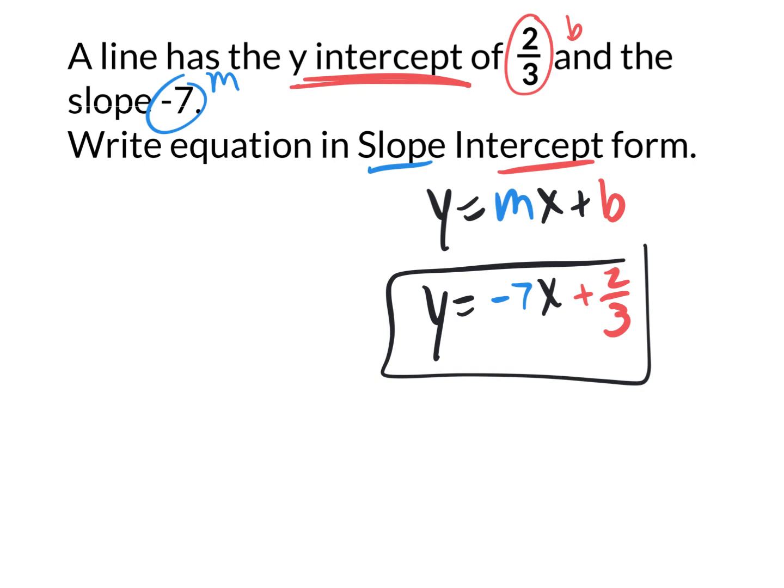I mean, you could technically put it over 1 if you want, but you don't have to. -7x plus 2/3. Any questions? Super easy, right?